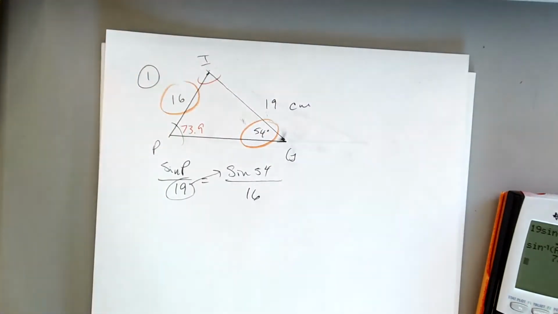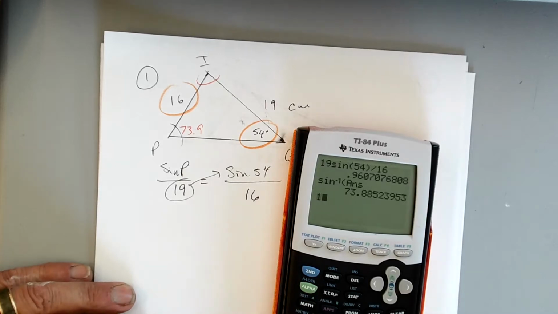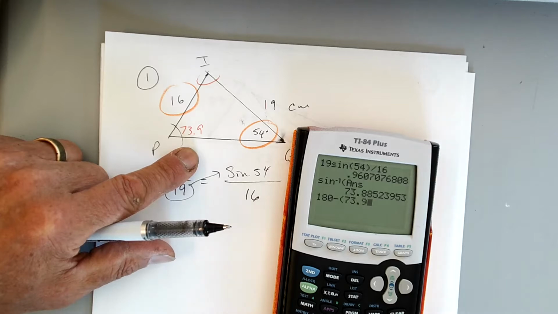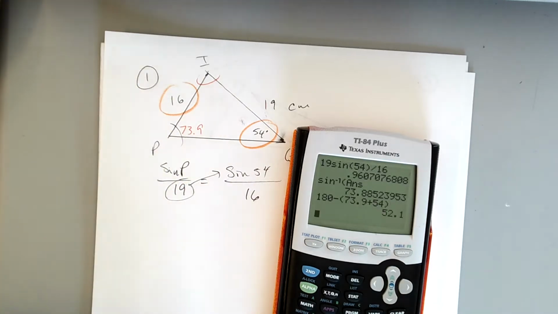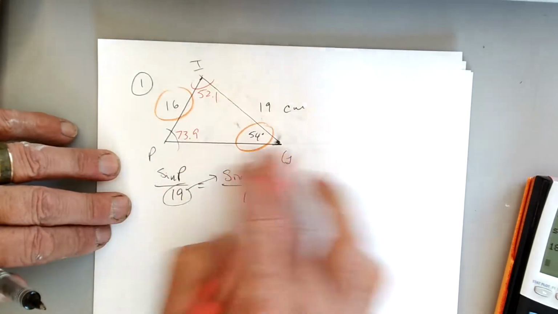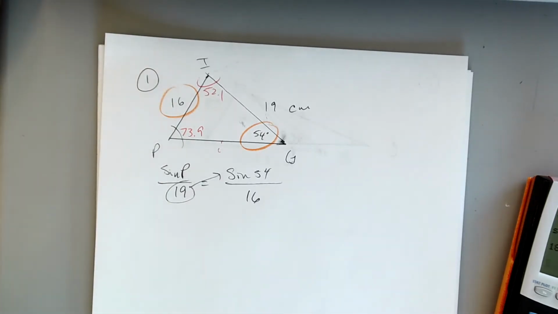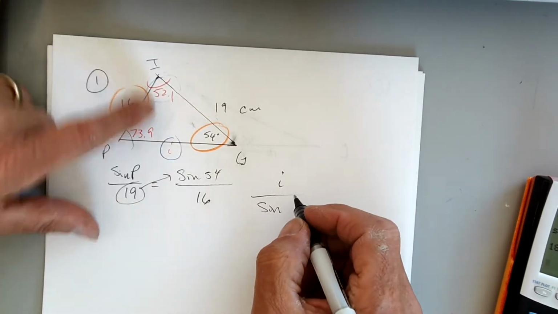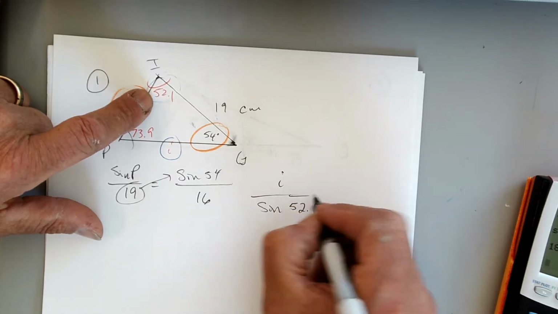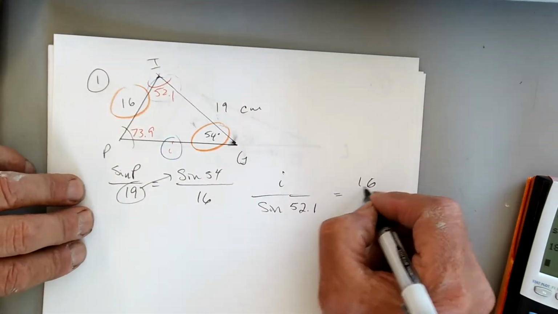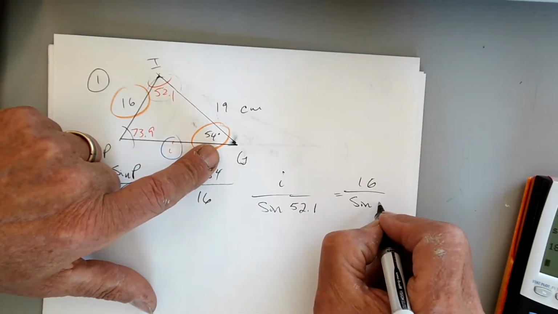And of course, to get angle I, I'll subtract from 180, right? So I just go 180 minus the sum of my 73.9 plus my 54, and I get an answer of about 52.1 for angle I. And then finally, to get little i, side i, again, opposites, right? See my opposites. I will set up little i over the sine of its opposite angle, which is 52.1, equals, let's use the 16 over the sine of 54, more accurate. That's what I meant to say.